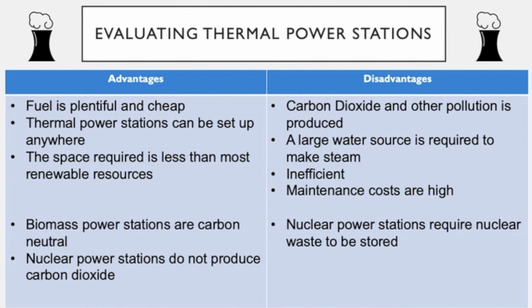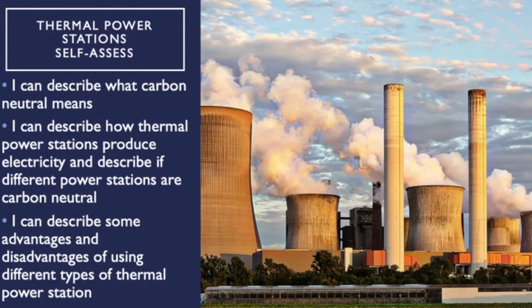So there's some advantages and disadvantages, and this is the kind of thing that you might be asked to analyse and to write longer answer questions and maybe give a balanced argument about why a certain situation should use certain types of power stations. Okay, so this is what you have done today. You should be able to describe what carbon neutral means. You should be able to describe how thermal power stations produce electricity and describe if different power stations are carbon neutral, and you should be able to describe some advantages and disadvantages of using different types of thermal power station.